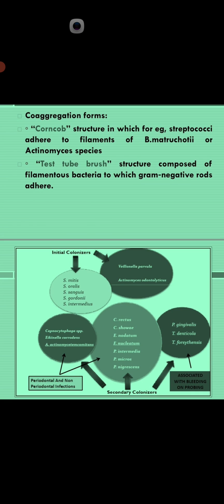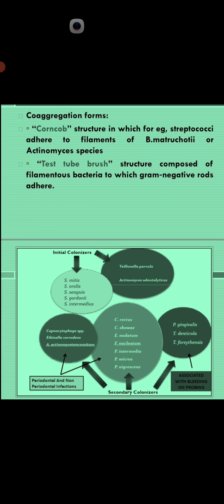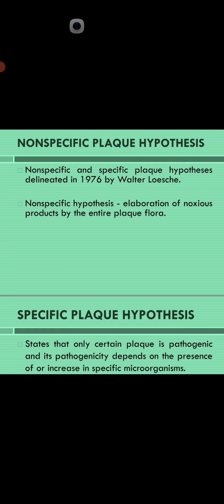Initial colonizers are Streptococcus mutans, S. oralis, S. sanguis, S. gordonii, S. intermedius, and Veillonella parvula, and Actinomyces odontolyticus. And in the secondary colonizers, there are Capnocytophaga and C. rectus, F. nodatum, F. nucleatum, P. intermedia, P. micros, P. nigrescens, and P. gingivalis, P. denticola, P. propionicum. These names are very, very difficult. Now come to the last part of this chapter.